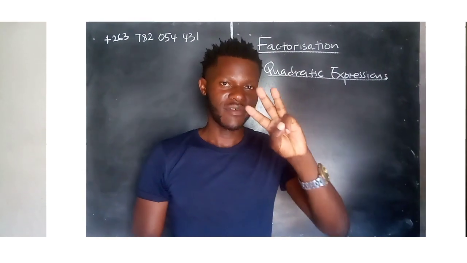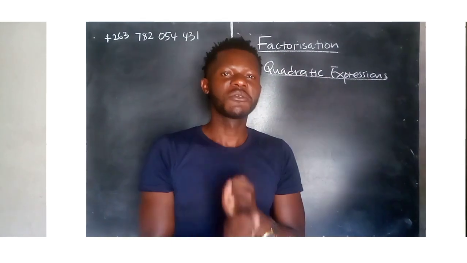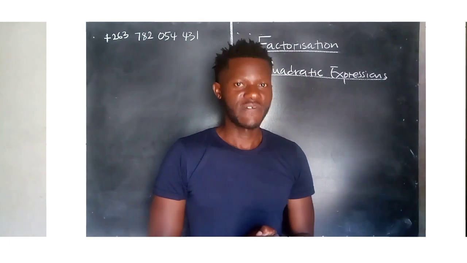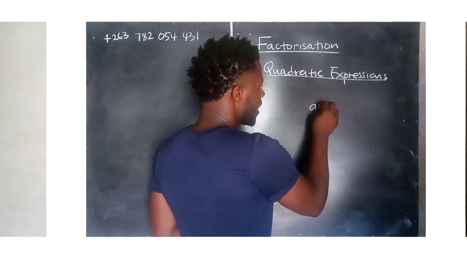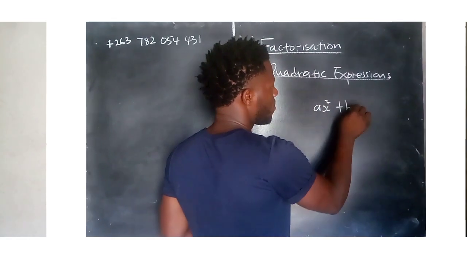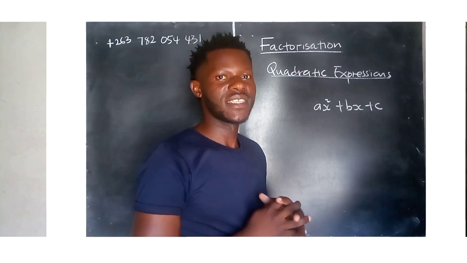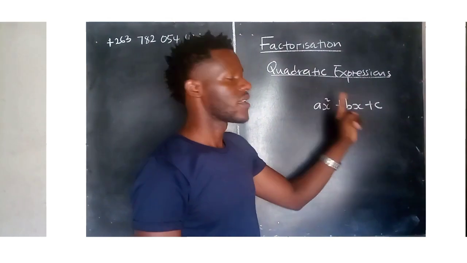We have three types of factorizations: the algebraic with 4 terms, the difference of 2 squares, and the quadratic expressions. How can you tell the difference? The quadratic expressions are always in the form ax squared plus bx plus c.